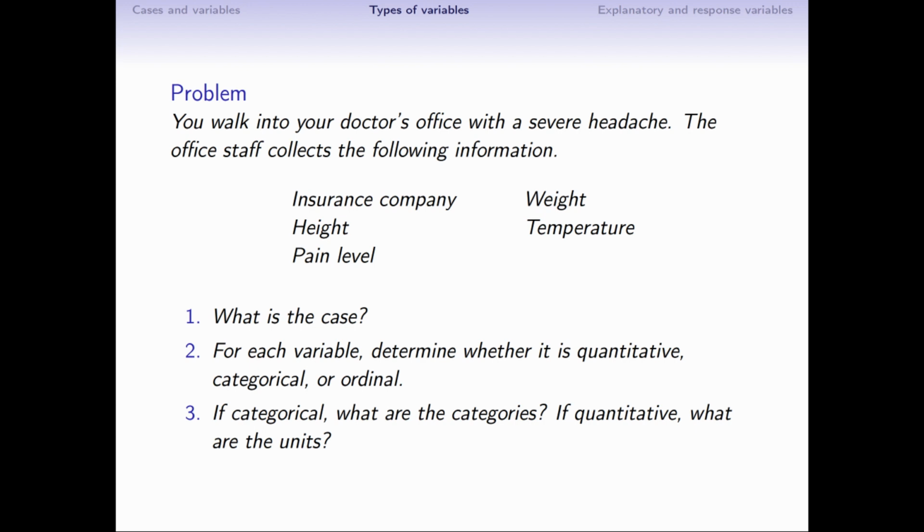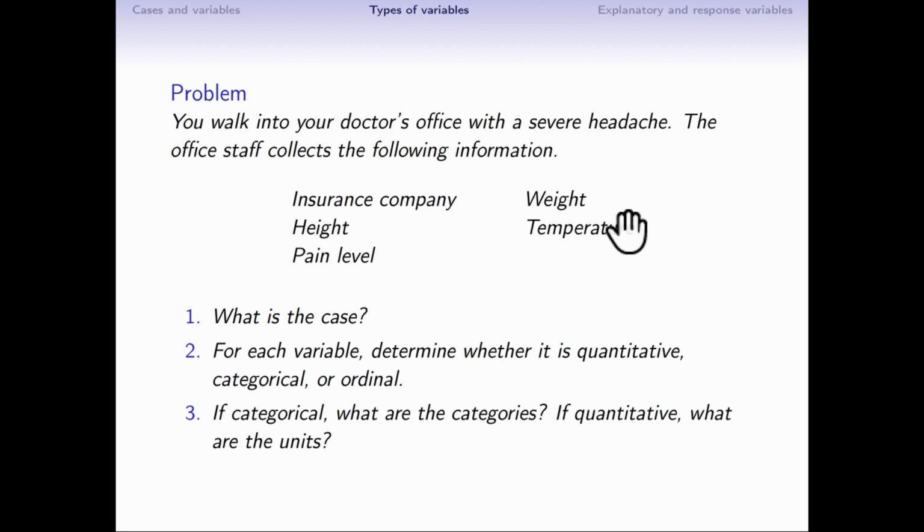Now, there are a large number of insurance companies that will provide health insurance, so maybe the possible answers here are quite large. So maybe it's Blue Cross, maybe it's Cigna, etc. So it is possibly a large number of categories, but that is breaking you into one of those several categories. So we're going to count that as a categorical variable. What about your weight? Category or quantity or ordinal?